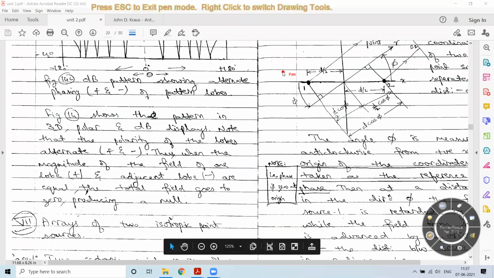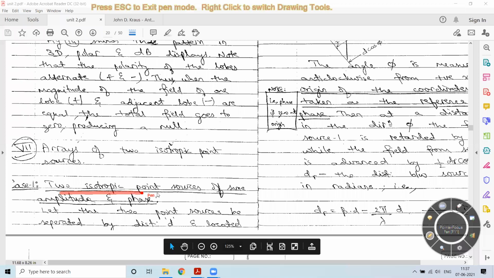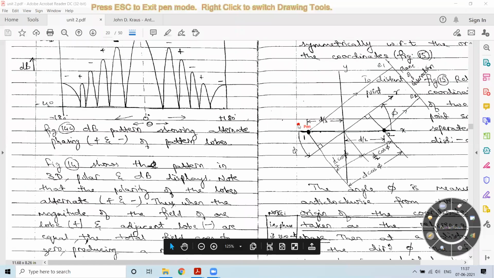Now here, what is the thing they have specified? They have specified that we have two isotropic point sources. They have same amplitude and same phase. So if I assume that the maximum amplitude emitted by this source is E naught, then in this case also it will be E naught. And if I have some representation of the phase with respect to both these sources, both are in phase. There is no phase difference between the two.